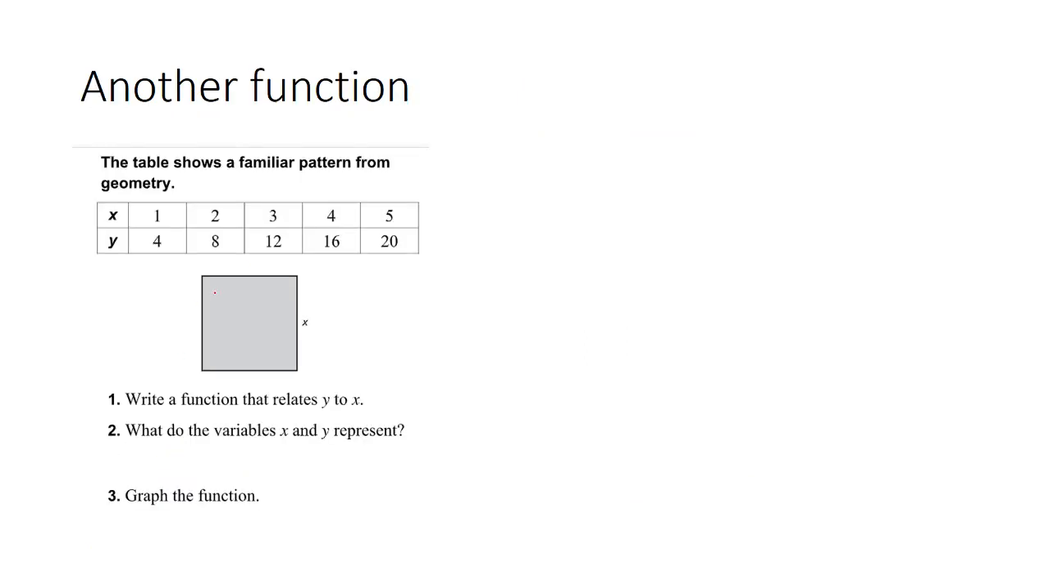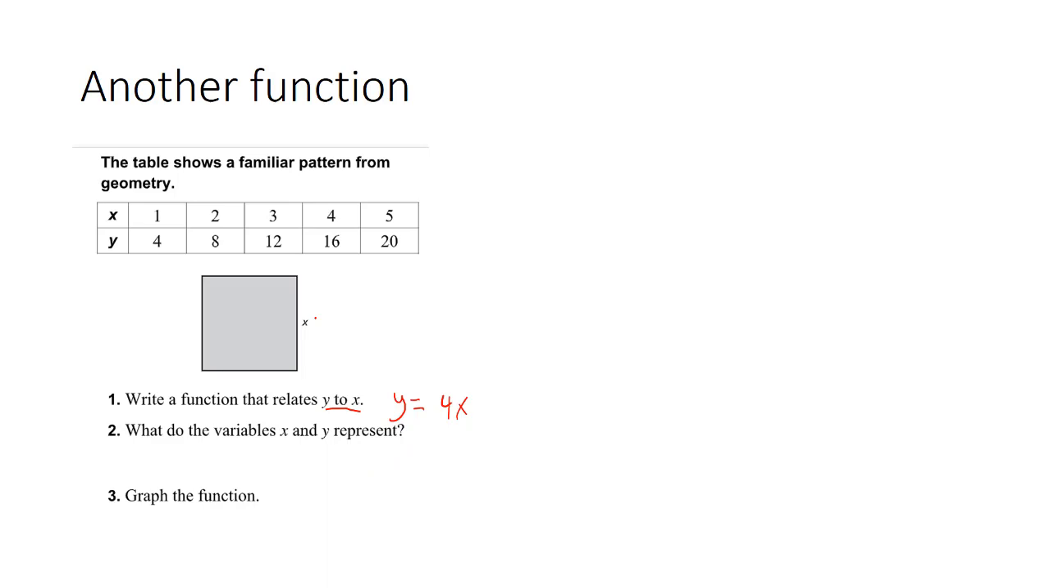Here's another example. It says this table is a familiar pattern from geometry. So x is one side of this square, and what's y? Well, let's think about it. When x is 1, y is 4. When x is 2, y is 8. When x is 3, y is 12. And what you can see is we actually have a rule. It says write a function that relates y to x. Well, y is equal to 4 times x.